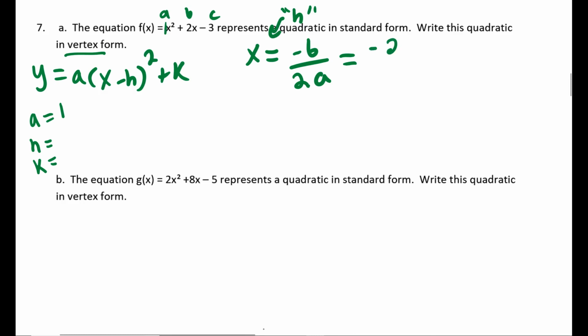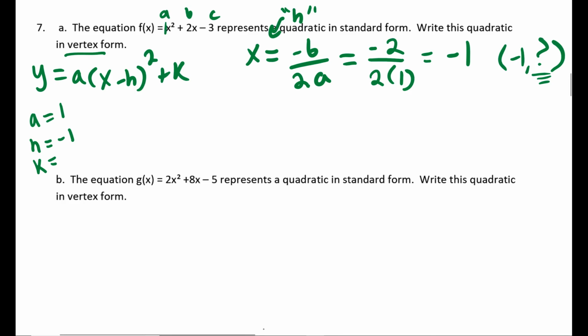My b value is 2, and my a value is 1. So negative 2 divided by 2 times 1 is just negative 1. So I know the x-coordinate of my vertex, or the h value in my equation, is going to be negative 1. So here's the scenario. We've got the x-coordinate of the vertex, but we're still searching for that y-coordinate.